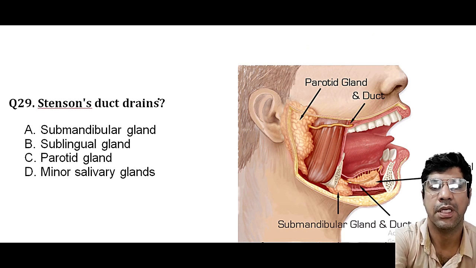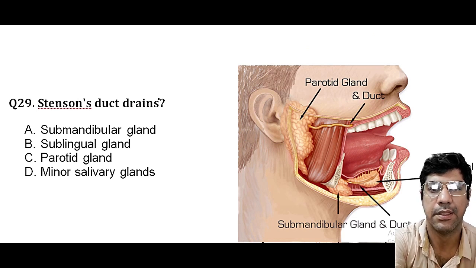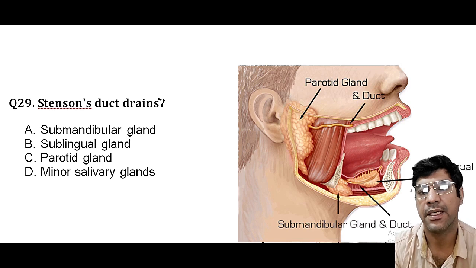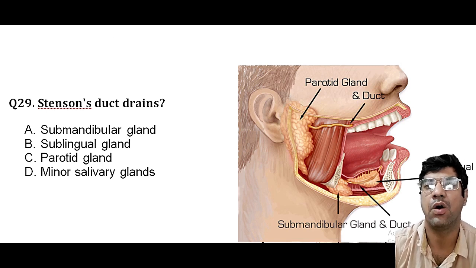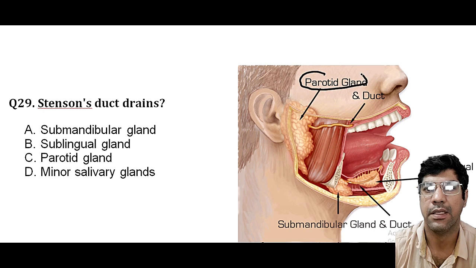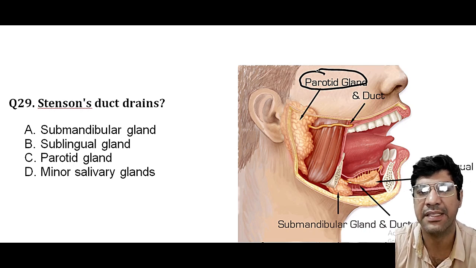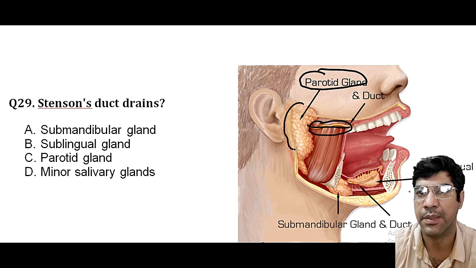Moving to the next question, the Stenson duct drains. Well, remember that the Stenson duct is the duct of the parotid gland. What is the function of this Stenson duct? It is responsible for draining the saliva from the parotid gland into the oral cavity. So this one is the duct and this one is the parotid gland.